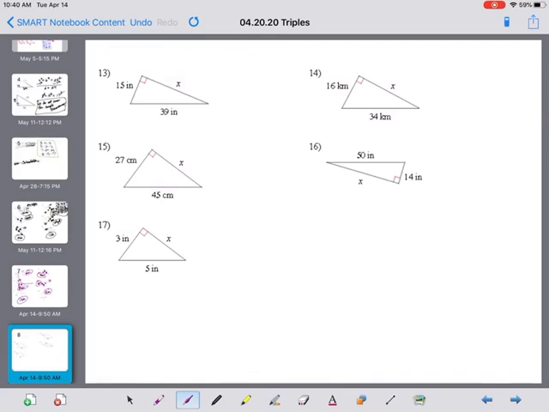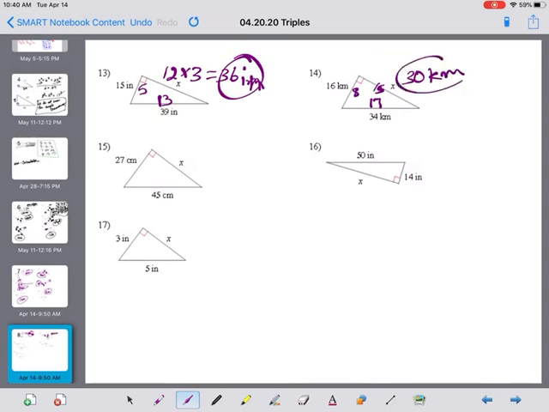All right, so number 13, common factor of 3. So divided by 3 is 5. 39 divided by 3 is 13. 13 is the hypotenuse, so 12. But remember the scale factor was 3, 36 inches. 14, let's see, divided by 2. Let's start with divide by 2. So you get 8. 34 divided by 2 is 17. Check your primitive list. 15. 15 times 2 is 30 kilometers.